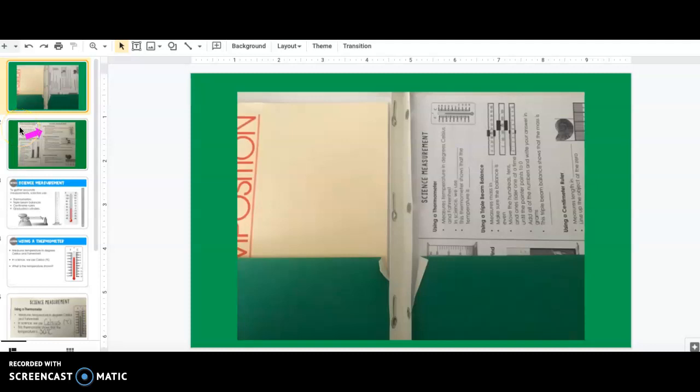Hello, boys and girls. So for today in science, you need to get out your green science folder, open it up, and you want to take out this first page that should be right on top called Science Measurement. So everyone, please take that out right now. Make sure you have a pencil handy.